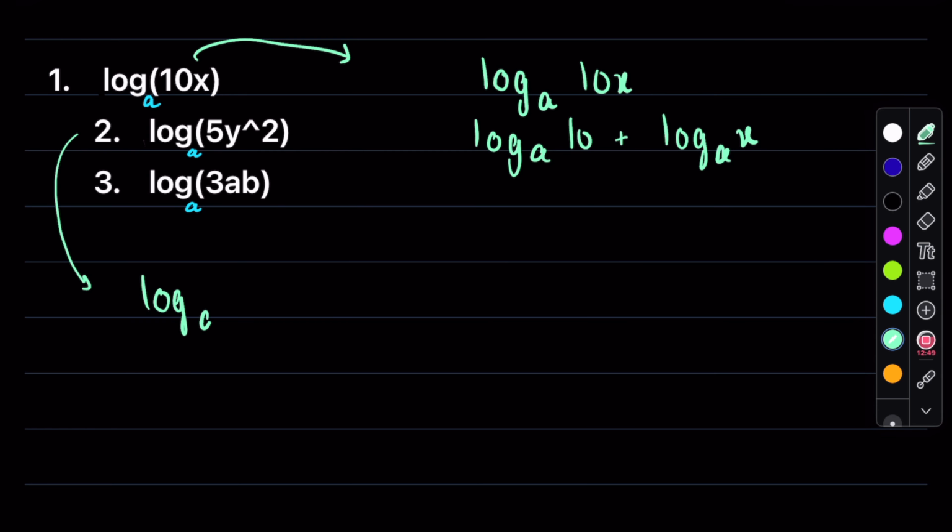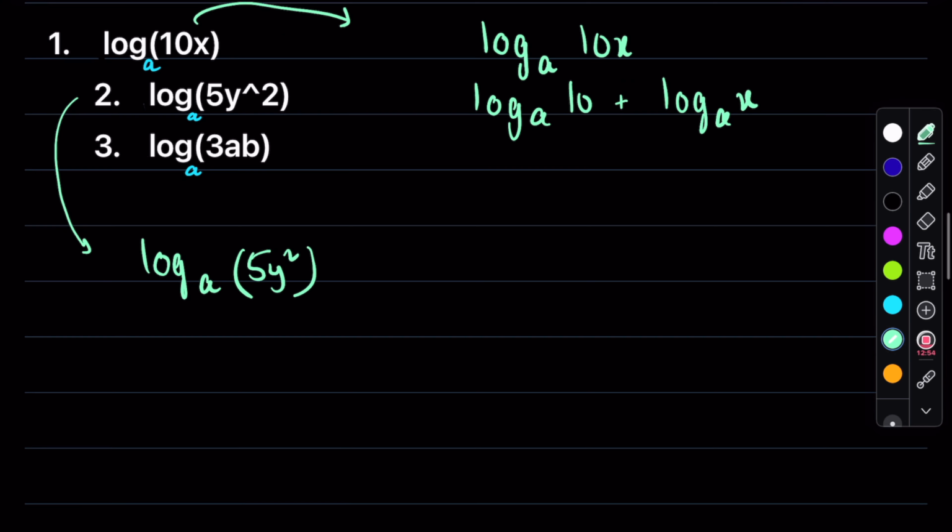Log with the base of a, 5y square. Okay, so the square is on the whole term. Well, I didn't write it accurately. The square is only on the y term. Okay, sorry, my bad.